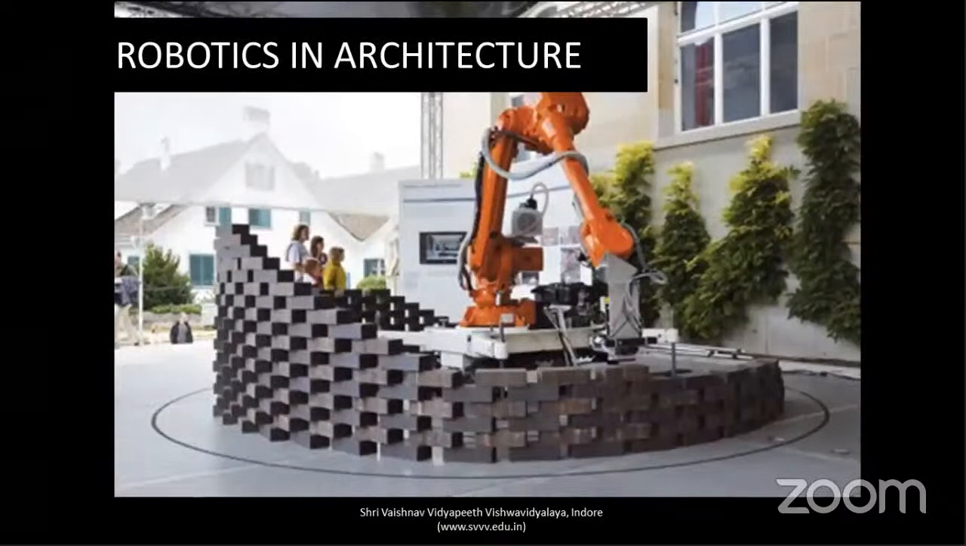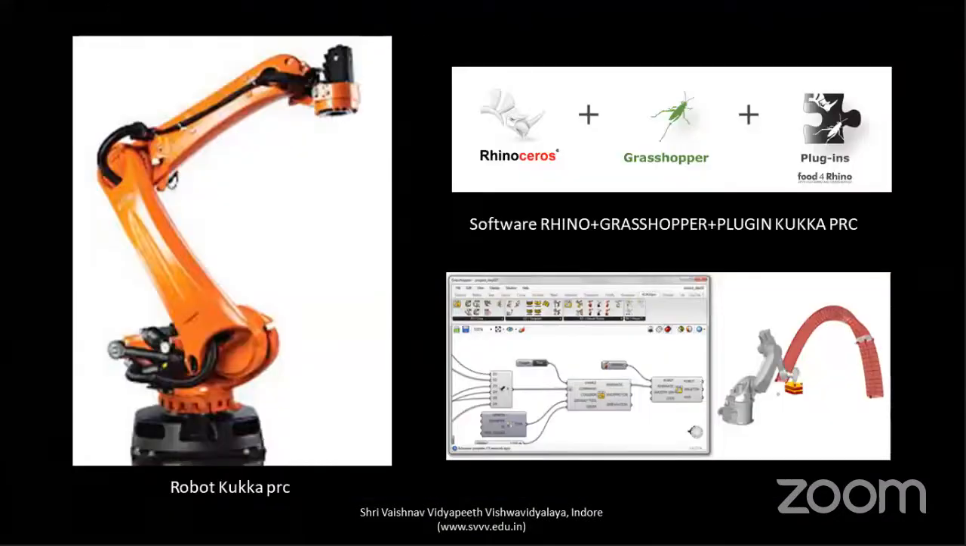Now, robotics in architecture. For robots, we have KUKA PRC to work for architecture. For that, we have software like Rhino Grasshopper and the plugin KUKA PRC for the interface. We can use these kinds of robots in bricklaying, in construction, or in many sites. What happens with this is there is less human error, and the time required on your site is very little. Time saving, money saving, and minimum wastage of material on the site.